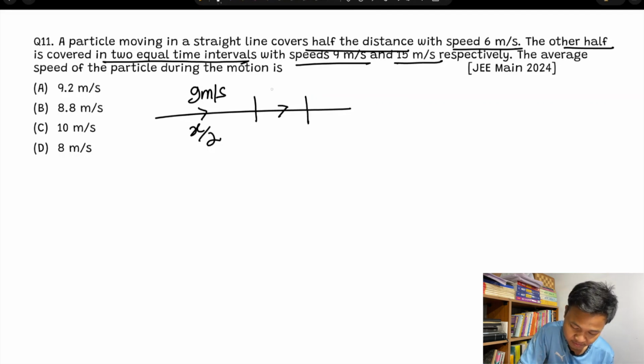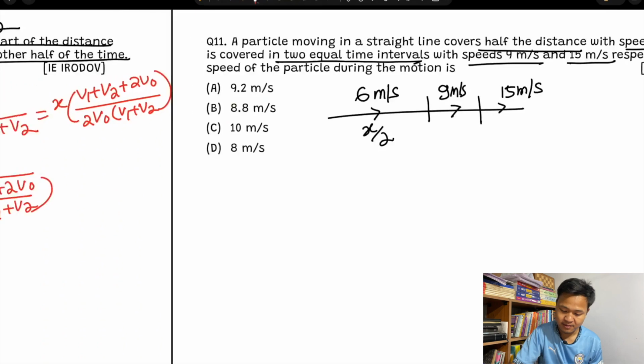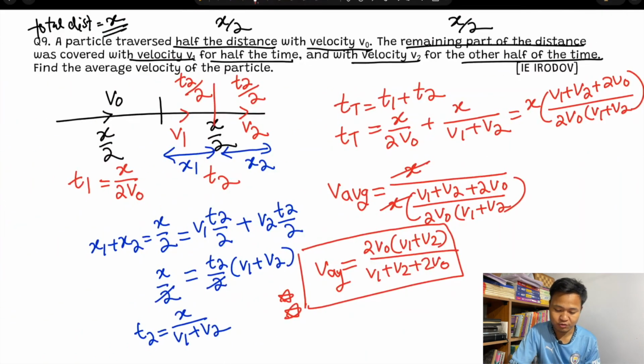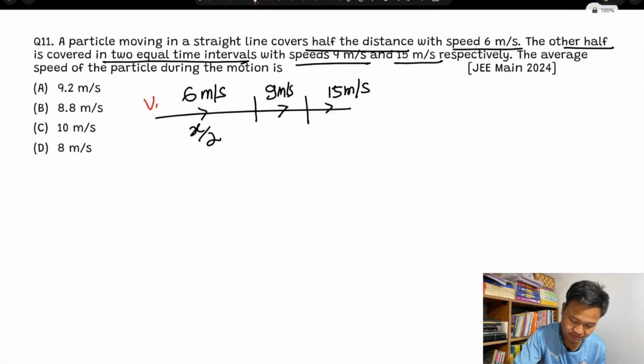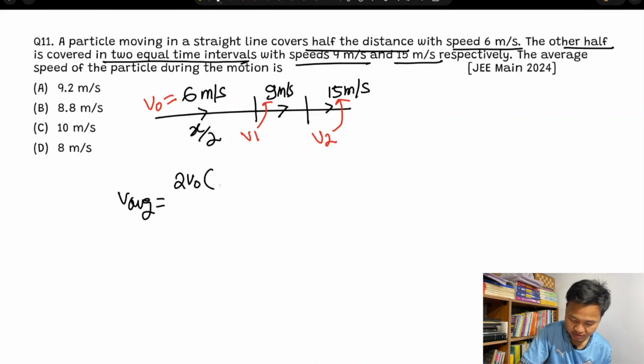So the first part it goes with 6, and the second part it goes with 9 meters per second and 15 meters per second. Comparing with v naught, v1 and v2, 6 is v naught, 9 is v1 and v2 is 15. If you remember the formula, v average is 2 into v naught, v1 plus v2, divided by v1 plus v2 plus 2 into v naught.